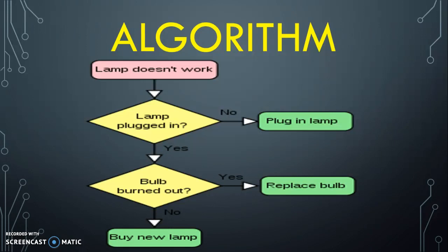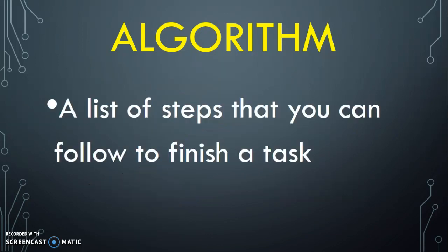So the way I'm going to do this is I'll read the word to you and then the definition, and then I'll give you a couple seconds of silence so that you can get those definitions written down. If I begin to move on and you're not ready yet, just simply pause the video, finish writing the definition, and then click play. So the first definition, algorithm: a list of steps that you can follow to finish a task.